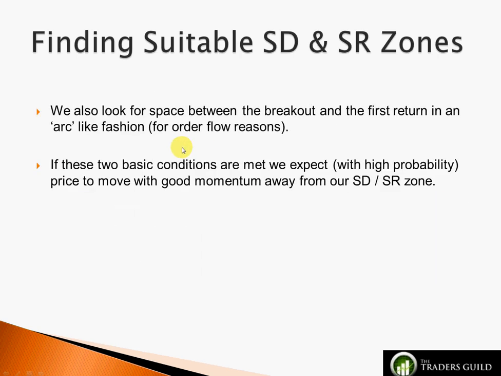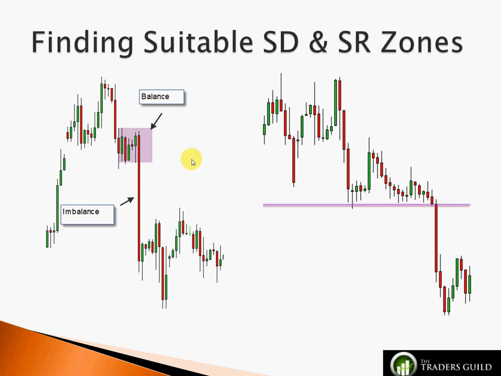Other things we're looking for in terms of defining how to trade a first time back is we're not looking for an immediate retrace. We're looking for space between the breakout and the first return, what we commonly refer to as an arc-like pattern. So we want space in terms of the pip distance. If I go back, the pip distance travelled in terms of the breakout length.